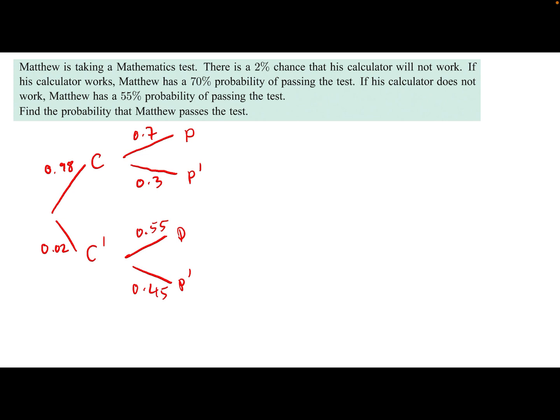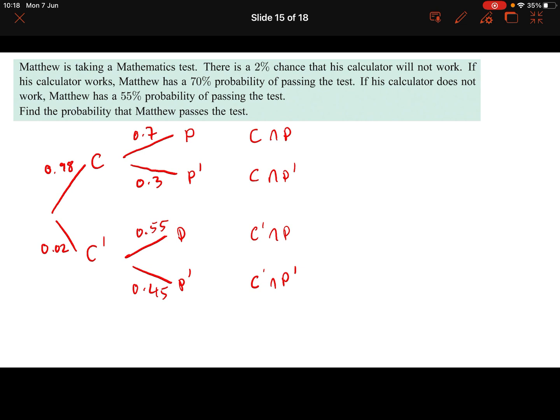Okay, no lazy tree diagrams. So his calculator can work and he can pass. Calculator work and he can fail. His calculator cannot work and he can pass. His calculator cannot work and he can fail. Associated probabilities, we're using a calculator. 0.98 times 0.7 equals 0.686.